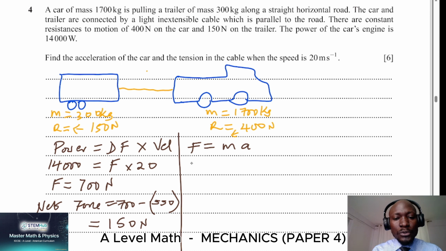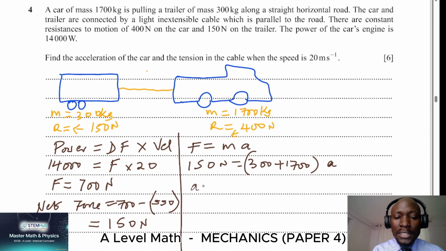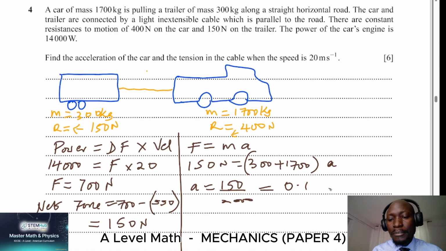Force that we have is 150 newtons. Mass is of the two objects, that is 300 plus 1,700. This is times acceleration. That means acceleration is going to be 150 divided by 2,000. If you do this, you'll get an answer like 0.075 meters per second squared. Do not forget the units, and don't forget how to substitute for the forces, accelerations and masses.